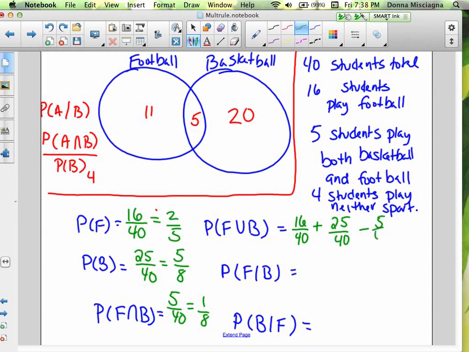All right, so 16, I'm going to add this direction. No, actually I can't, that's a minus, I'm sorry. 16 plus 25 is 41. And then 41 minus 5 is going to give us 36. Right? Yes.